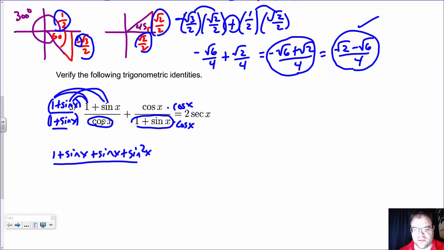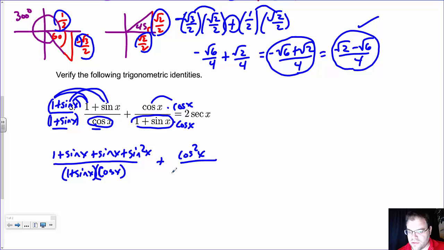And I'm actually not going to multiply these. I'm just going to leave it as it is, 1 plus sine of x times cosine of x. I'm just going to leave it like that. I'm actually not going to multiply that out. On this side, I have cosine times cosine, which I know is cosine squared x. And then I'm going to leave this the same as well.